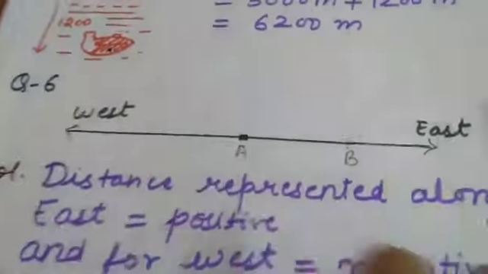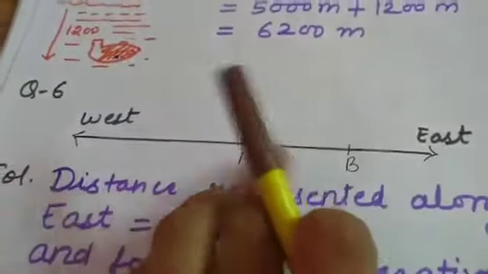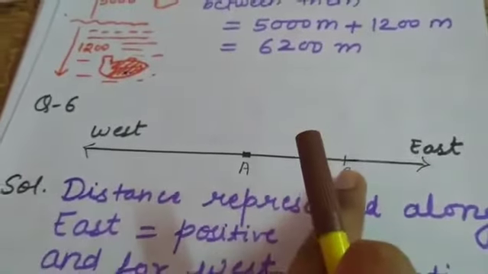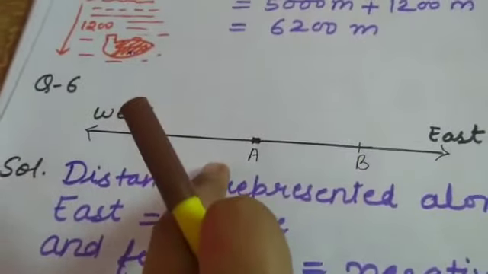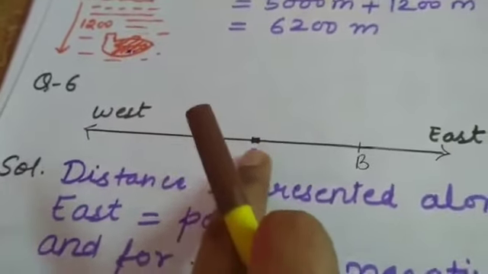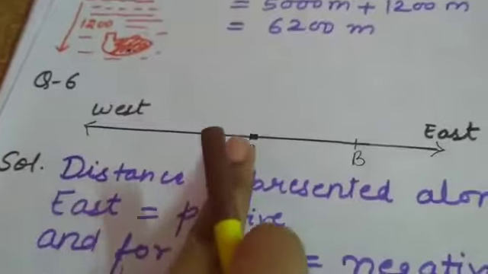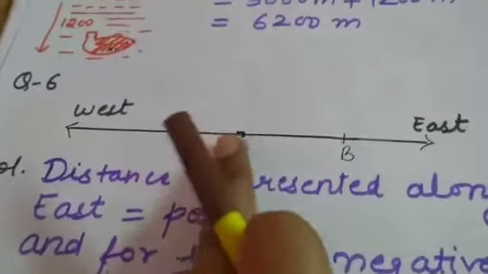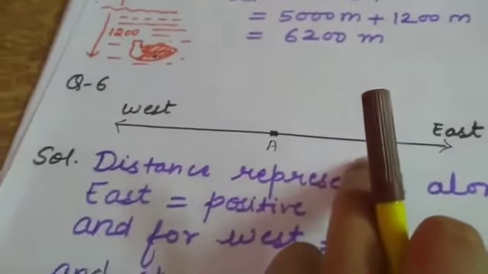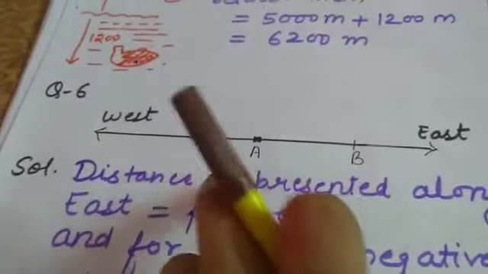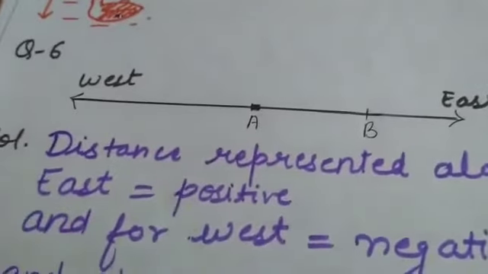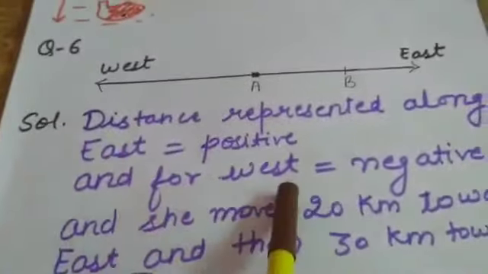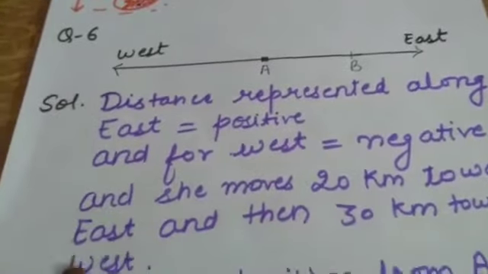As east is representing positive integer, simply you can compare this with the number line. A you can consider as 0. To the left of 0 we have the negatives, and to the right of A we have the positives. So after traveling 20 km to the east, she again goes towards west 30 km. Now the question is asking how will you represent the distance traveled towards west? We know that distance represented along east is a positive integer, and for west it will be a negative integer.